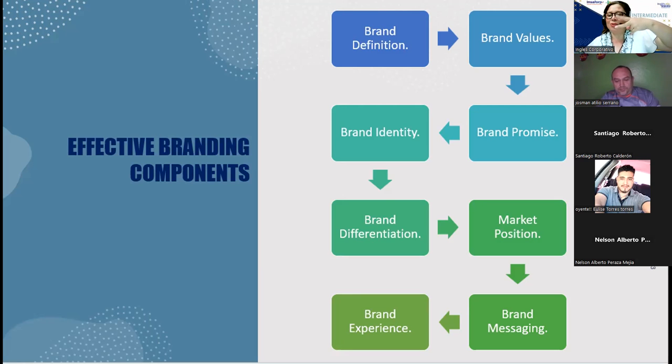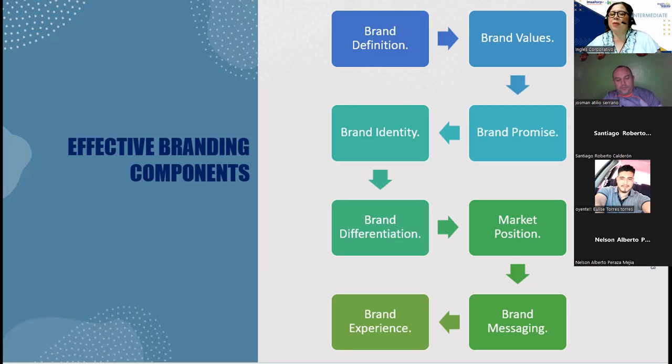So everything goes together. The brand differentiation is a result of the brand identity, right? If they recognize your colors, your logo, your symbols, or your visual elements that you use, then you are going to be different from others, right? And in the brand differentiation, you are going to emphasize maybe the main purpose or the main feature you provide different from others, right? Yes, correct. Thank you very much, Santiago.